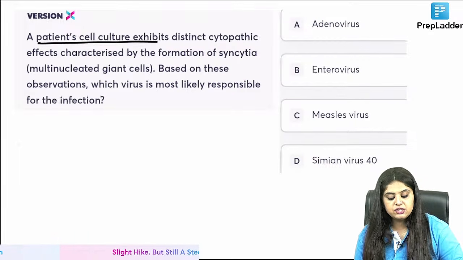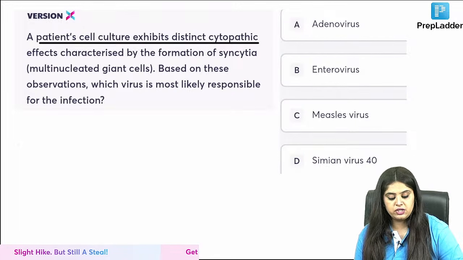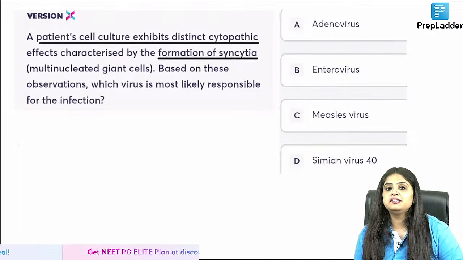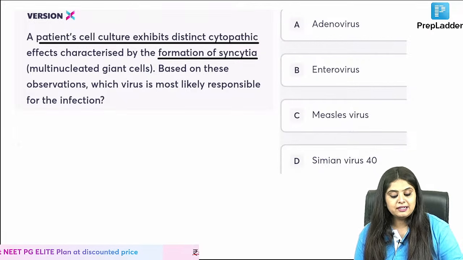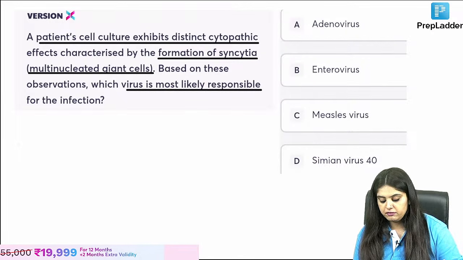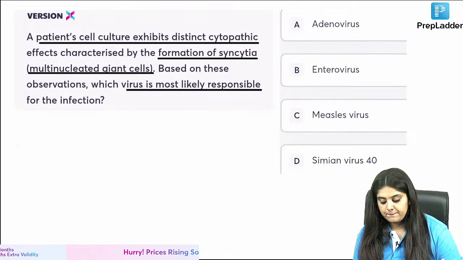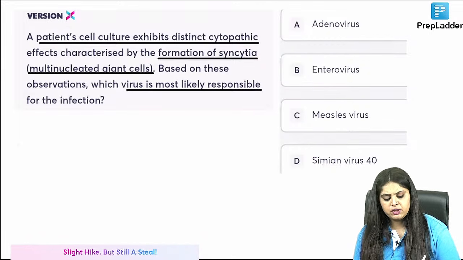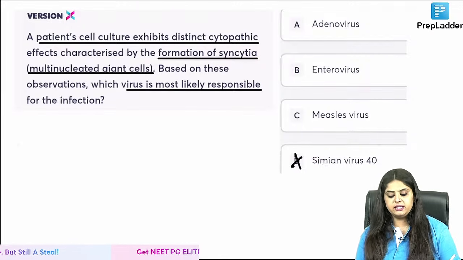A patient's cell culture exhibits distinct cytopathic changes known as formation of syncytia. Syncytia means a group, that is, multinucleated giant cells. Based on these, the virus that is most likely responsible for this is going to be, yes, what is it? Okay, some of you said D, SV40. SV40 used to cause mesothelioma. I didn't tell you anything like that.